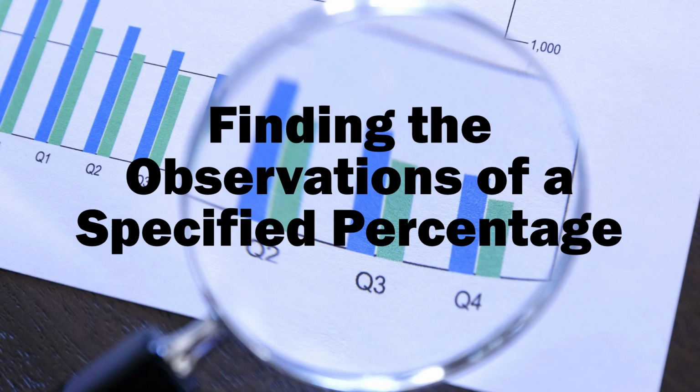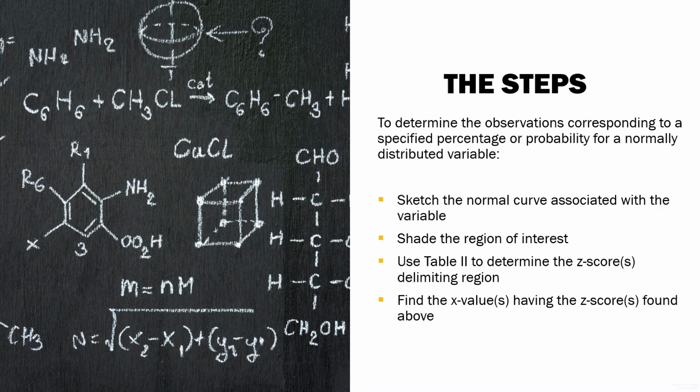So, in the last procedure, we were able to determine the percentage of all possible observations of a normally distributed variable that lie within any specified range. But there will be times where we want to carry out the reverse procedure, and that is to find the observations corresponding to a specified percentage. The procedure looks really similar.